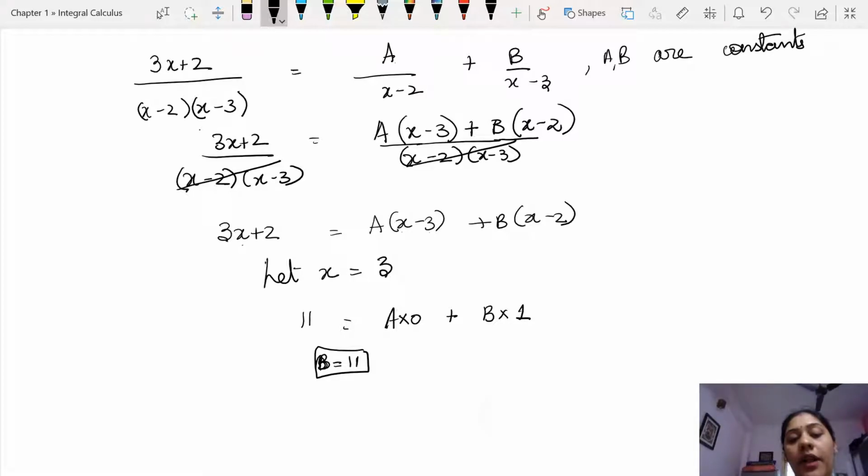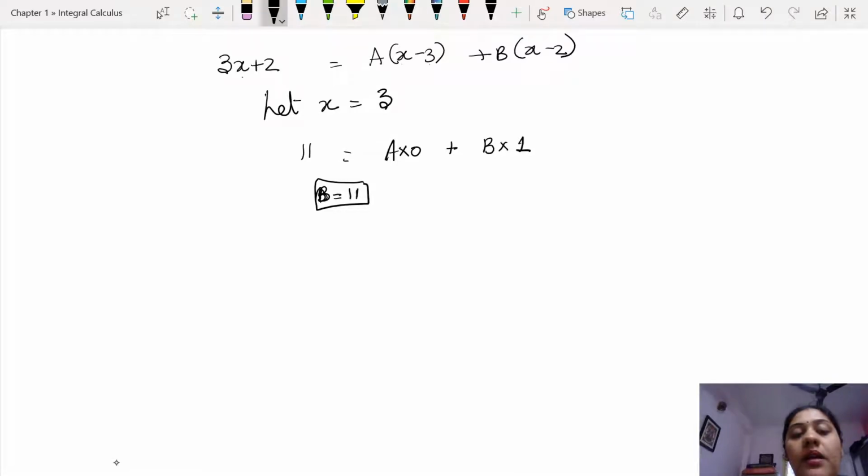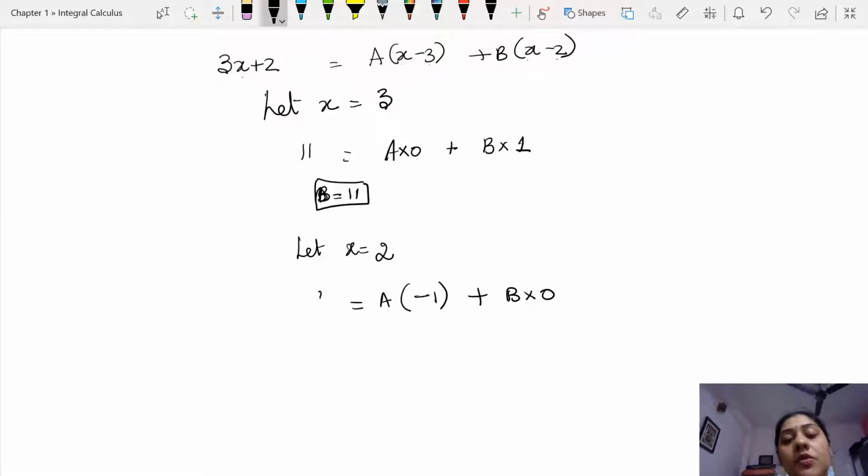Now we need to find the value of A. How do we find that? Again we assume x = 2, because 2 - 2 will become 0. So A times (2 - 3), which is -1, plus B into 0 is 0. This is equal to 3 twos are 6, 6 plus 2 is 8. So the value of A will be -8.